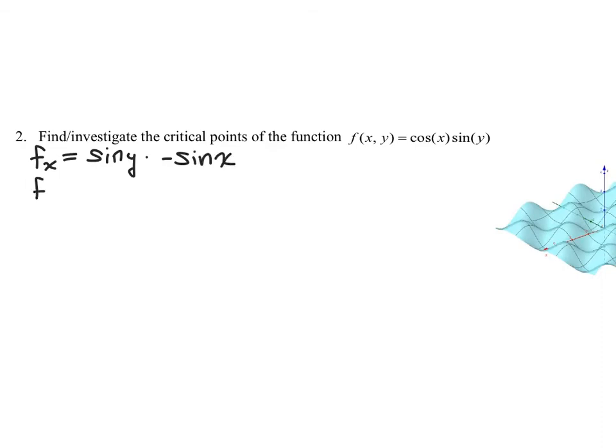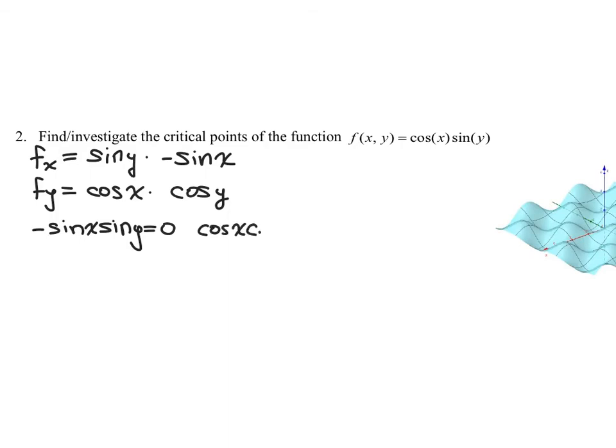Then f sub y. Hang on to the cosine of x, because the coefficient really is cosine of x, and take the derivative of sine of y, which is cosine of y. All right. So these need to be equal to 0 and also equal to each other. So negative sine x sine y equals 0, and cosine x cosine y equals 0. All right. So this is an "and" situation.